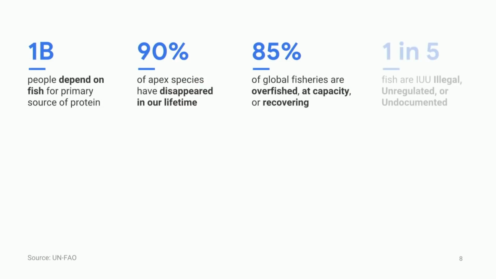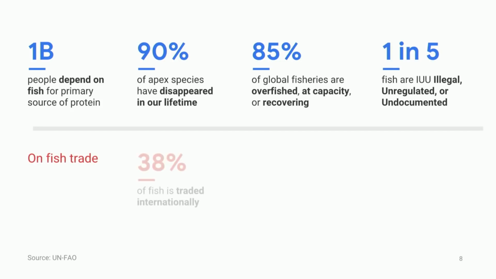But the question is, why does a company like Google look at something like fishing? And so over 1 billion people in the world depend on fish as their primary source of protein. About 90% of the apex, or the largest species, have disappeared within our lifetime. 85% of the world's fisheries are either overfished, at capacity, or recovering. About 1 in 5, or 20% of the world's fish, are considered IUU, illegal, unregulated, and undocumented.